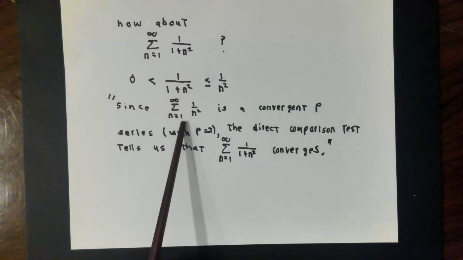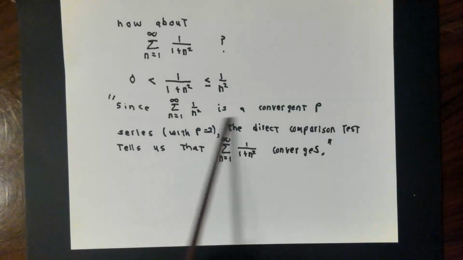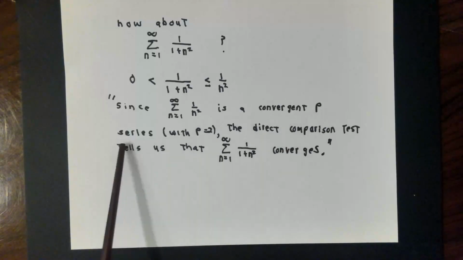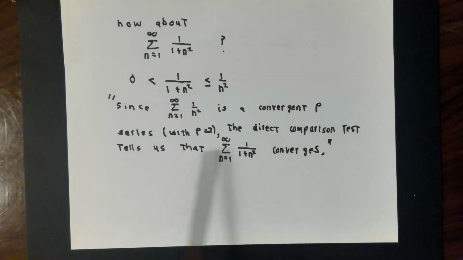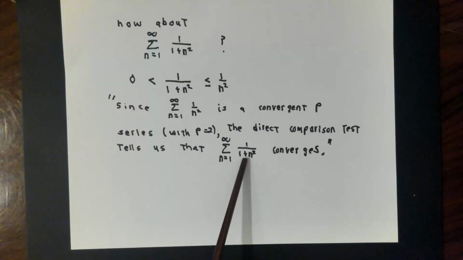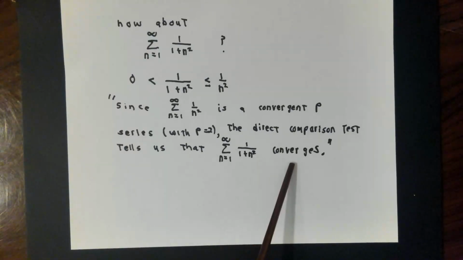Since the sum from n equals 1 to infinity of 1 over n squared is a convergent p-series with p equal 2, the direct comparison test tells me that the sum from n equals 1 to infinity of 1 over 1 plus n squared converges. Notice that I don't know what value that series converges to, but I do know that if you add on enough terms in the infinite series, the partial sums begin to look more and more like some particular number or the other.